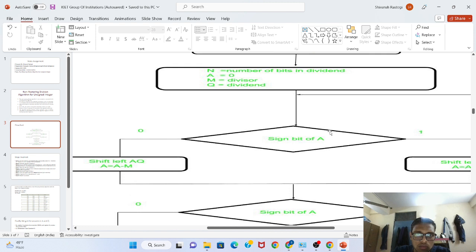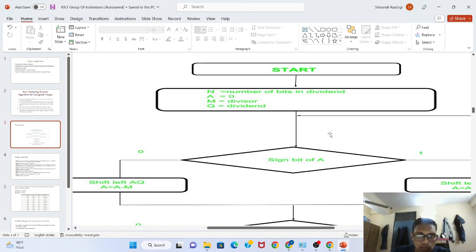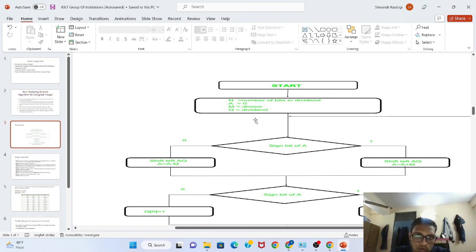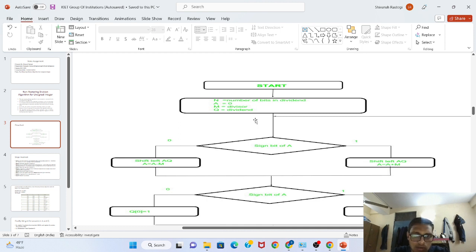In the flowchart, I am zooming the screen so you can all see it clearly. First we start by initializing n. What does n denote? N denotes the number of bits in the dividend. A is the accumulator, and as I have already told you, the accumulator will be initialized with 0, as you can see. M denotes the divisor and Q denotes the dividend, which are stored in the form of binary numbers.